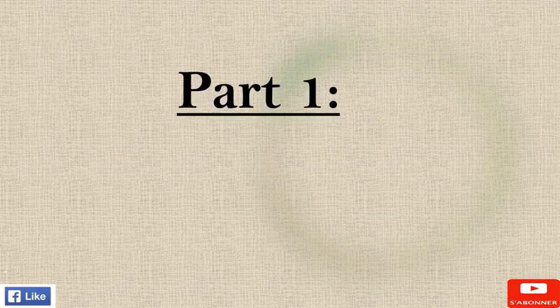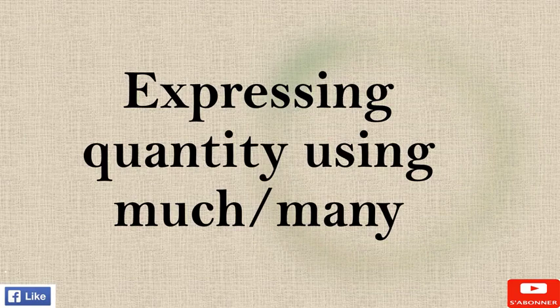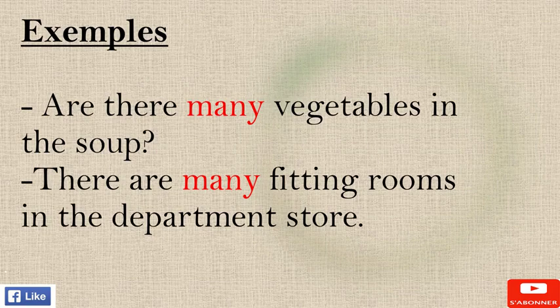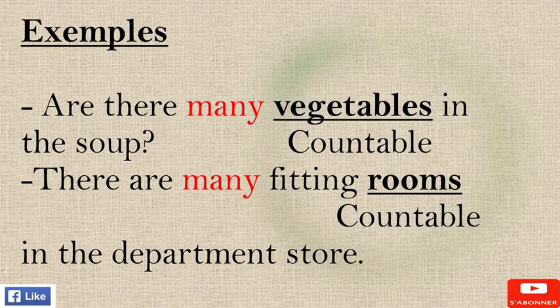Okay, so let's start with part 1. So expressing quantity using many and much. نكتشف مع بعض الأمثلة. Are there many vegetables in the soup? There are many fitting rooms in the department store. هنا كما راكم تلاحظوا كلمة vegetables is countable. كذلك كلمة rooms is countable. So we have preceded the words countable vegetables and rooms with the quantifier many.